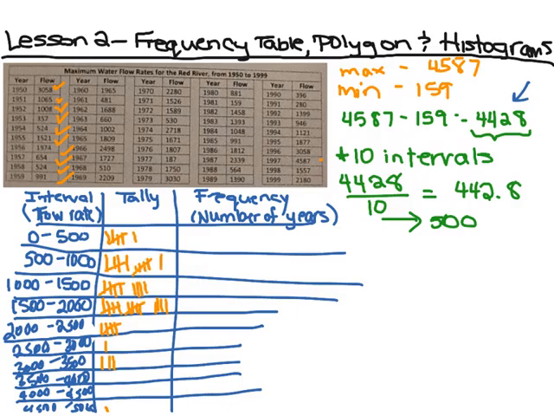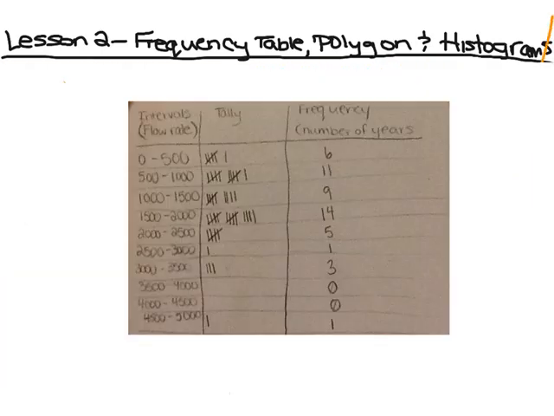Okay, so these are the numbers you should have got, and what we put in the third column is just the number of the tally. So this one has 6, this one has 11, this one has 9, this one has 14, 5, 1, 3, 0, 0, and 1. So in your notes, your table should look something more like this. This is much neater, and the more neat you are, the easier it is to make sure you did it right. When you start getting messy, that's when you make mistakes.